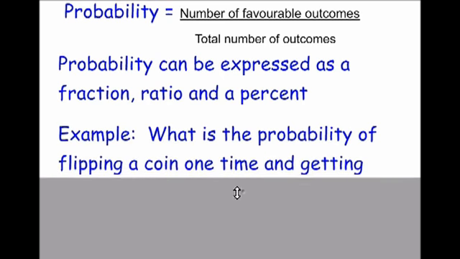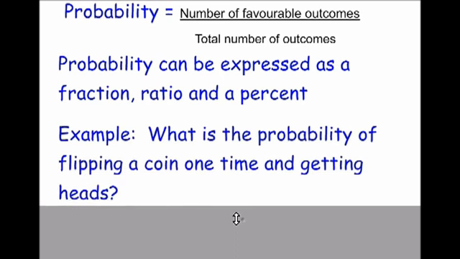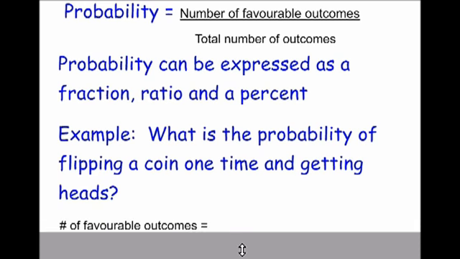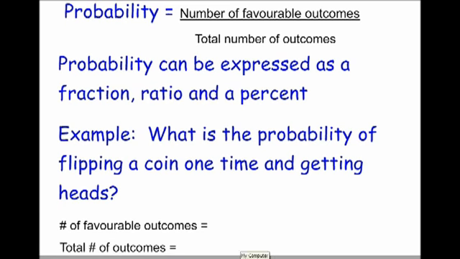And our example is, what is the probability of flipping a coin one time and getting heads? So based on our definition of probability above, we need to identify what the favorable outcomes are, which is what we want. And what we want to do is land on heads. So here is our favorable outcomes. There's one of them. Then what are the total number of outcomes of this event of flipping a coin? We could land on heads, but we could also land on tails.